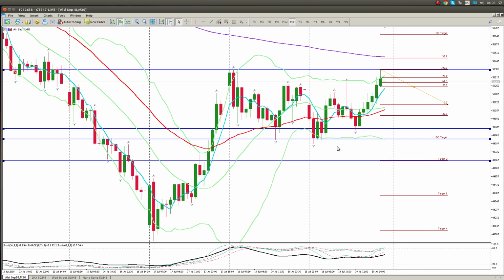Okay, so that's kind of the way I'm looking at it. And if I look at the half hour here, you've also got an inverse head and shoulders. So here's the left shoulder, the head, and then the right shoulder. And we're kind of at the neckline. The neckline for this is pretty much right there. Okay, now you can argue that we've broken that neckline.